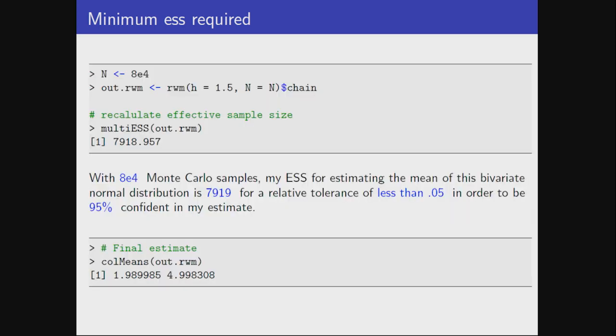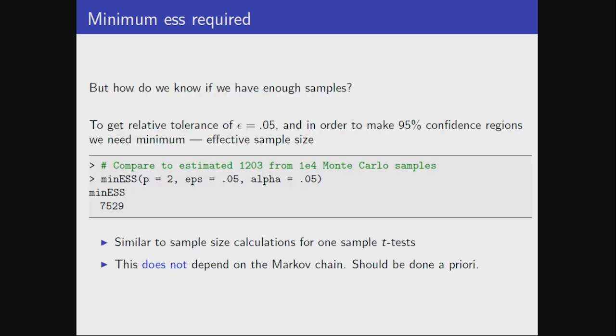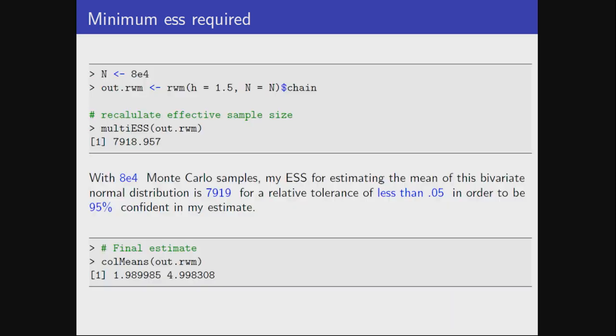So for my Markov chain, I went back and I simulated 80,000 observations instead of 10,000. Then I ran my Markov chain again, and then I recalculate effective sample size, and I get 7,919, right? And so now I know that I have 7,919 effective samples, which is larger than the previous lower bound of 7,529. So I overshot a little, but that's okay. I don't mind overshooting, but I'd rather not undershoot, right?